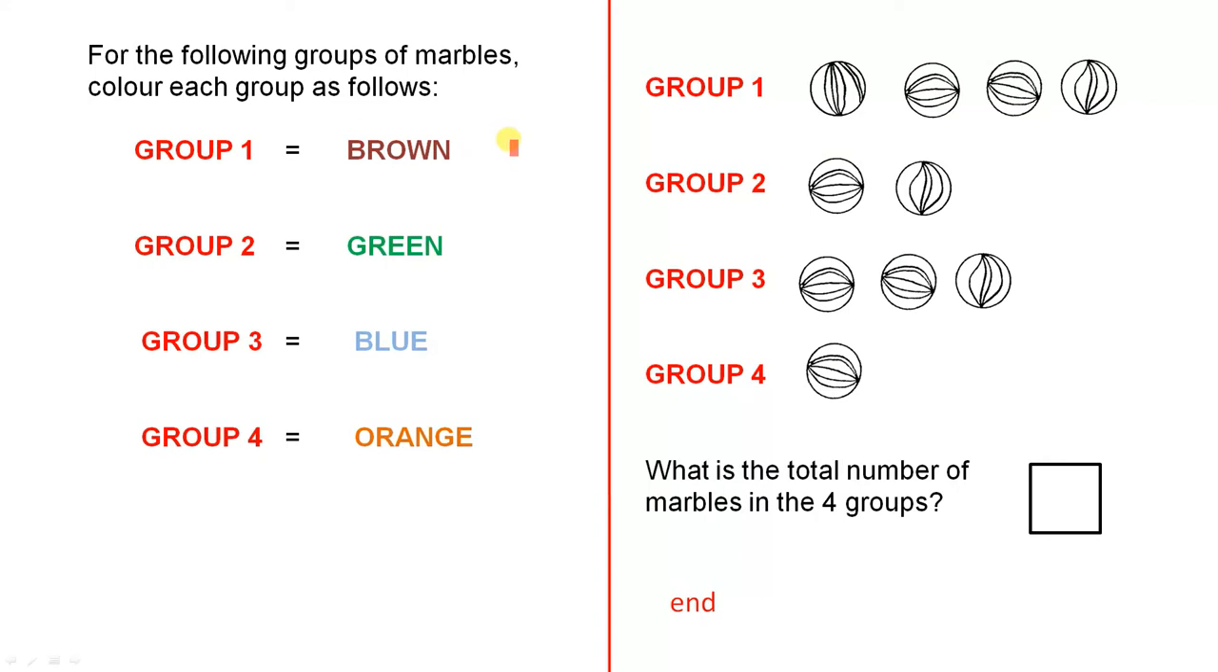For the following groups of marbles, colour each group as follows. So there's Group 1, Group 2, Group 3 and Group 4, and these are the colours for each group. So students love colouring in, so they'll enjoy doing that. And then they could be asked, what is the total number of marbles in the 4 groups?